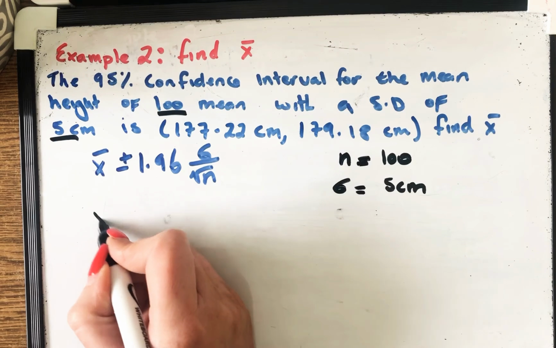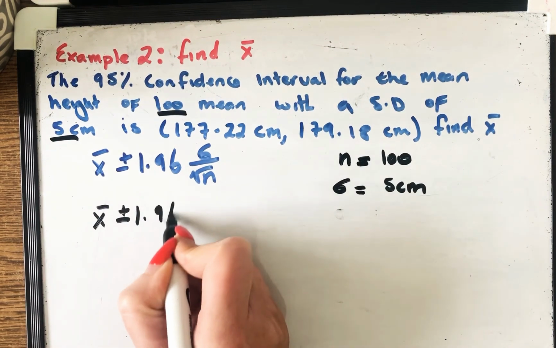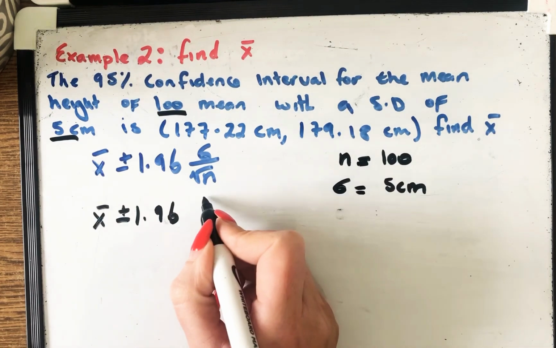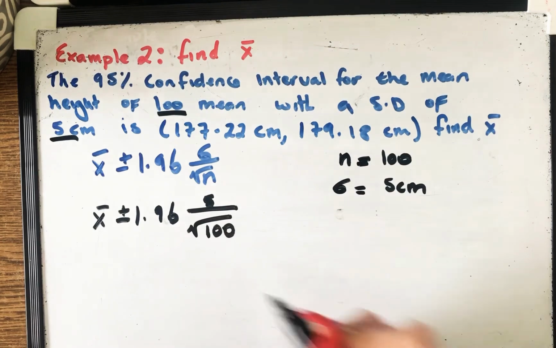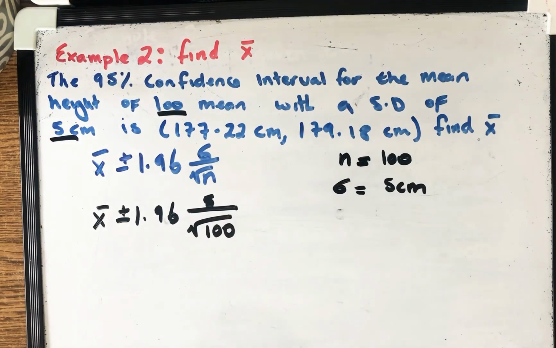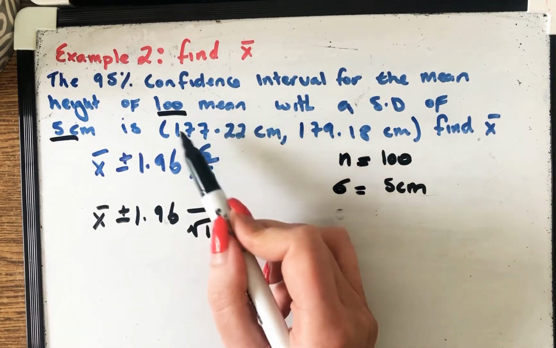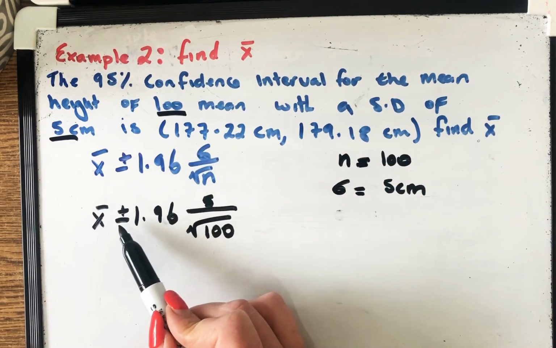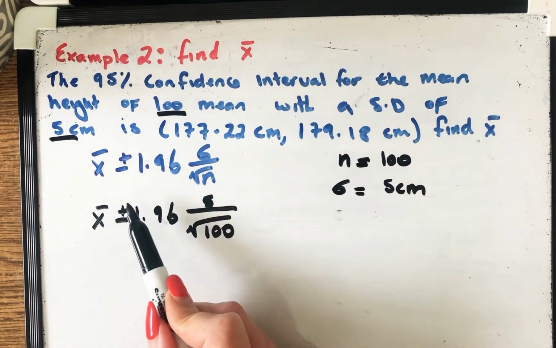So we have x bar plus or minus 1.96, sigma is 5 centimeters, and we have root 100. Okay, we also know that we have our interval. So here is the answer to the negative part of our interval when we use the minus, and this is the answer to the positive part of our interval when we use the plus.